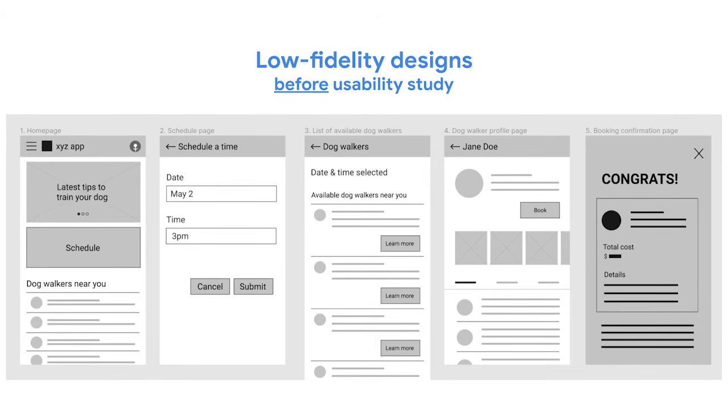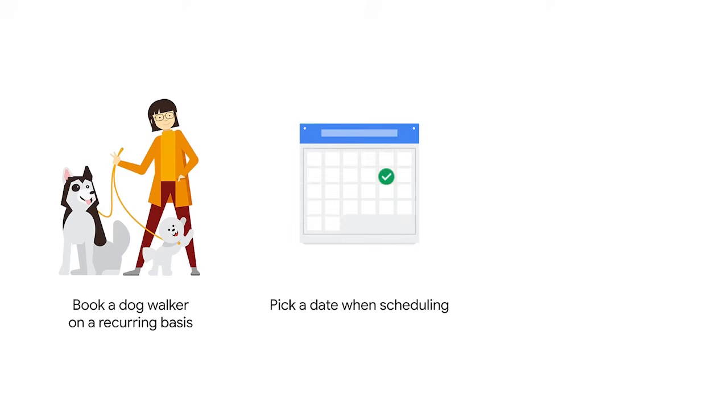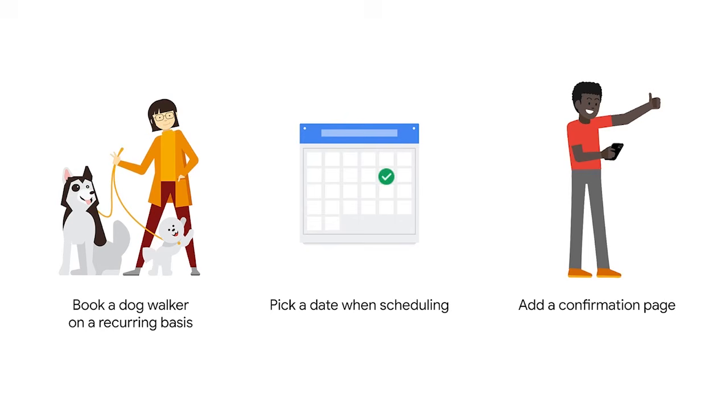All right, so let's jump into Figma and make changes to our wireframes. While you were away, I had a few discussions with stakeholders about our research insights, and we aligned on 3 changes to make to the Dog Walker app wireframes. As a reminder, here are the low-fidelity designs for our Dog Walker app before the usability study. There are 3 insights from our research that we'll focus on as I iterate on the wireframes. First, I'll make it possible to book a dog walker on a recurring basis. Then I'll make it easier to pick a date when scheduling a dog walker. And third, I'll add a confirmation page before the Book a Dog Walker page.